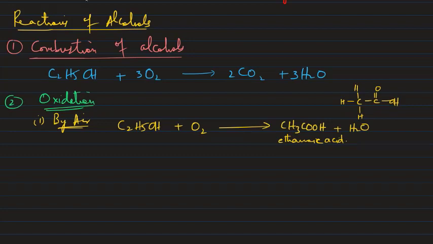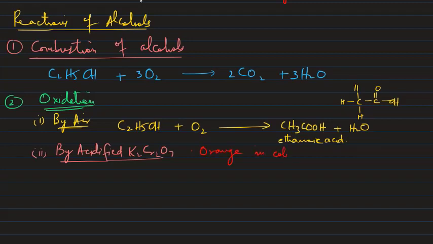Now there is another oxidation reaction, number two. The second way is by acidified K2Cr2O7. K2Cr2O7 is an oxidizing agent, and it's orange in color. Acidified means that we will have aqueous potassium dichromate, and you will add an acid like sulfuric acid into it. So it acts as an oxidizing agent.